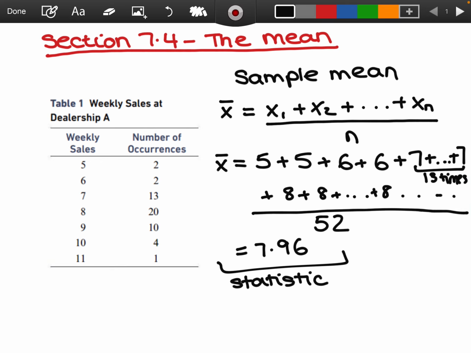Another way that you can calculate the sample mean, which is going to make sense because it's exactly the same as what we actually did: whenever you've got a frequency distribution table, you take each one of your data points, so each one of your weekly sales, 5, 6, 7, 8, 9, 10, and 11, multiply it by its frequency and divide it by the number of things that you have in your sample. We're going to do this the whole way along.